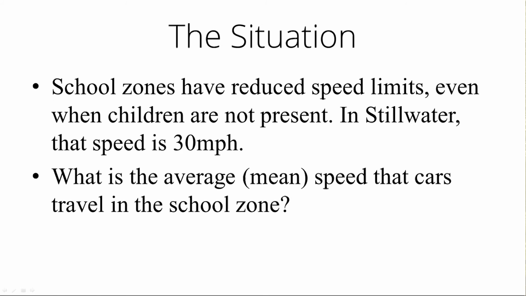So here's the situation. School zones have reduced speed limits, even when children are not present. In Stillwater, that speed is 30 miles per hour. Go over 30 miles per hour in a school zone, you can get a ticket. So, question, what is the average, and by average we mean mean, speed that cars travel in the school zone?